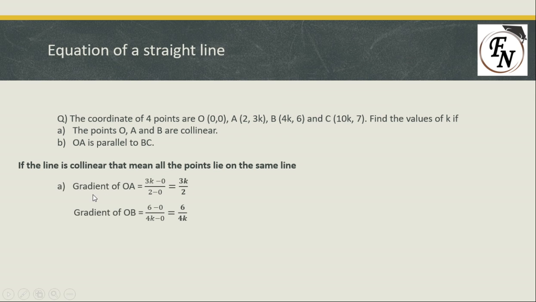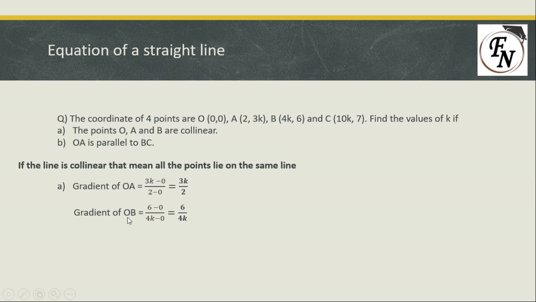So I have found the gradient of OA and OB. For OA it is 3k minus 0 over 2 minus 0. Let me recall the formula for you. The gradient formula is y2 minus y1 over x2 minus x1, and in this case I have taken these two coordinates O and A. So this is my x1 and y1, this is my x2 and y2, and I have plugged in the values to get 3k over 2.